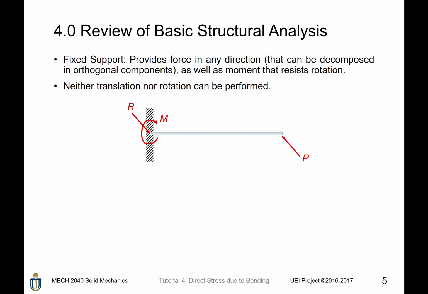For a fixed support, different from a pin, a pin only provides an arbitrary force which can be decomposed into orthogonal components. But apart from the arbitrary force, the fixed end also provides a moment which prevents the bar from rotation. So still remember that for a pin, the bar will be able to rotate freely about it. But for the fixed end, the bar is completely fixed and no rotation is allowed, as well as no translation, of course.